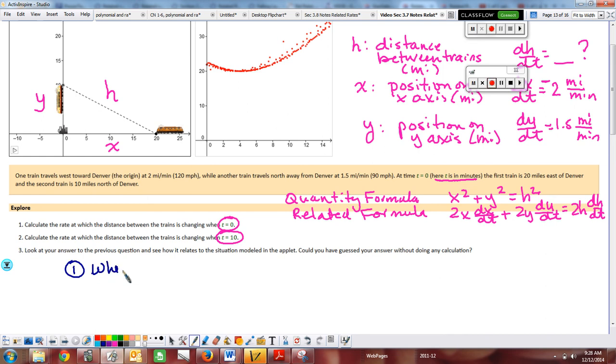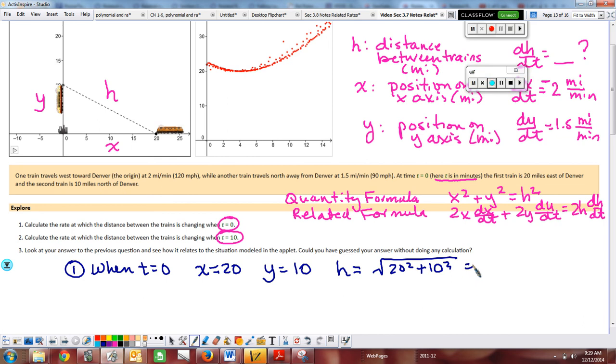All right. When t equals 0, what do I know about my positions? The first train is 20 miles east of Denver. So I'm right here at 20, and that position would be x equal to 20. My second train is 10 miles north of Denver. So y, 10 miles north of Denver, would be positive 10. So I'm getting my values that I need to plug in. And then we have our rate for dx dt and dy dt. And then the problem is I now need h. I'm looking ahead. I need h to plug in. h is the square root of 20 squared plus 10 squared.